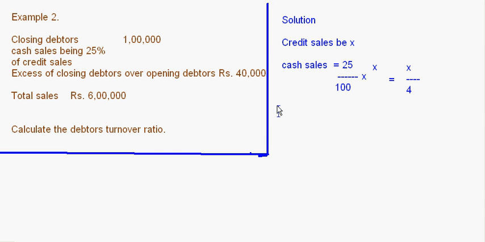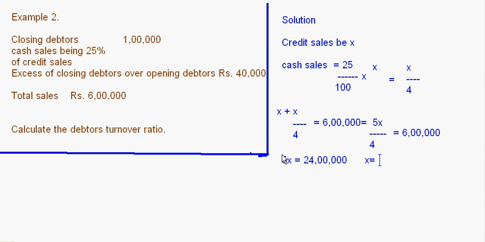Now we know that credit sales plus cash sales is equal to the total sales. So here I write X plus X upon 4. X is the credit sale, X upon 4 is the cash sales, is equal to the total sales, which is 6 lakhs. Okay. So what will this be? This will be equal to 5x upon 4 is equal to 6 lakhs. So it will be 5x is equal to 6 lakhs into 4. 6 lakhs into 4 is 24 lakhs, right?